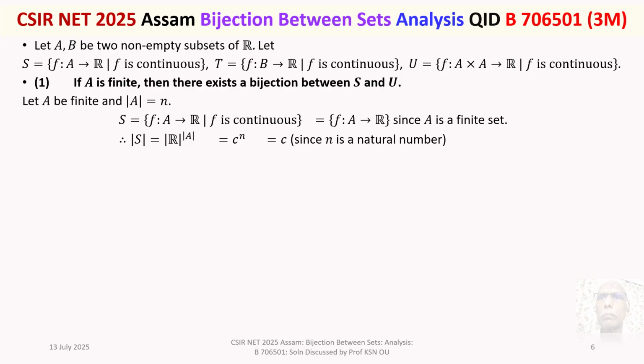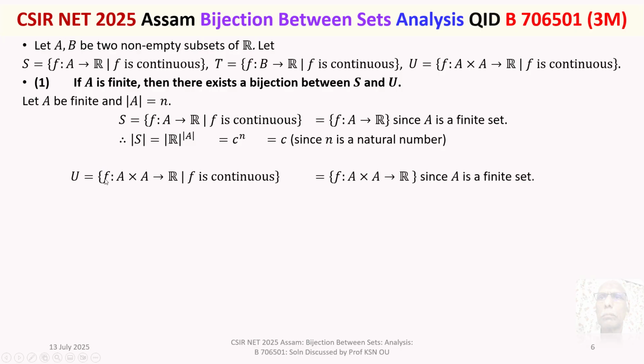Right. Now what about U? U is the set of all f from A cross A to R, f is continuous. What is A? Finite. A cross A is finite. Therefore, this is precisely equal to the set of all functions f from A cross A to R, because A is finite.